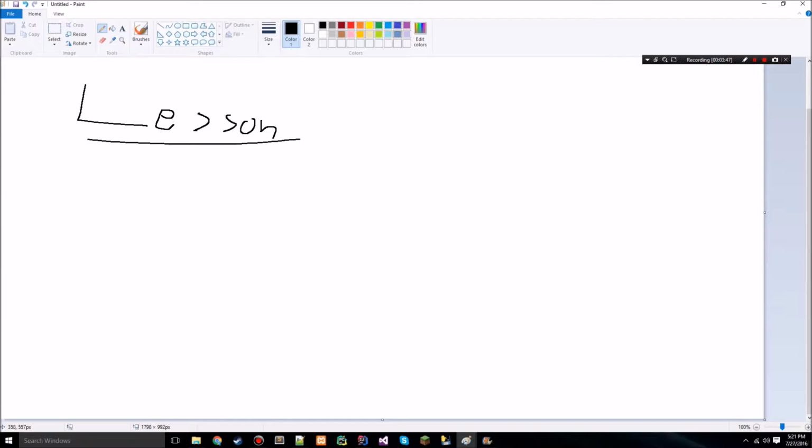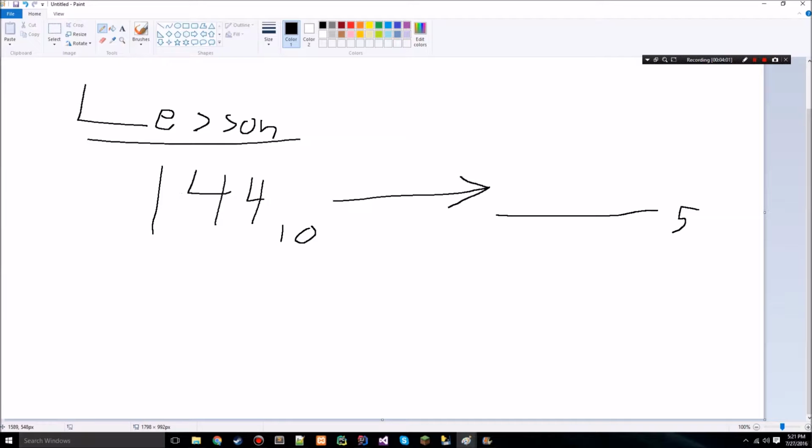I have one problem here. The first problem: 144 base 10, and we want it converted into base 5. Now I'm going to show you 2 methods. On the first problem, I'm going to show you how to do both methods, and then I'm going to show a problem exclusively using one method and a problem exclusively using the other method. So the first method is remainder division.